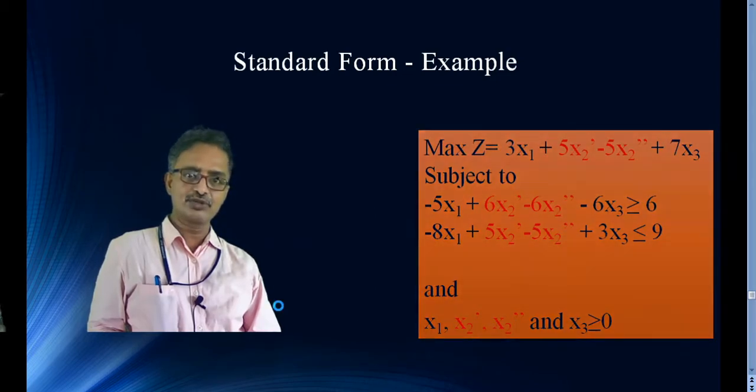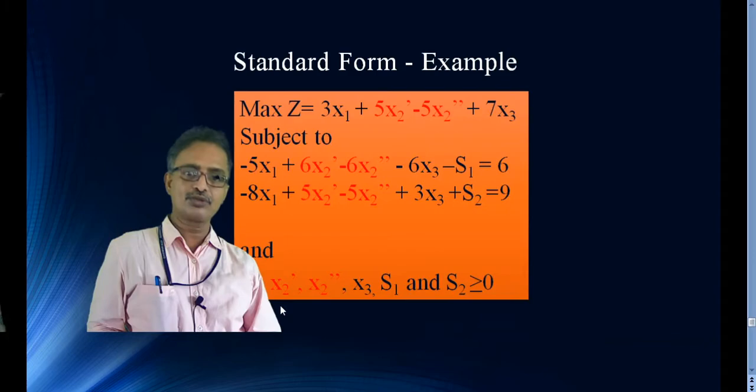Then we need to convert this into equality form. So the surplus variable is subtracted here, the slack variable is added here, so that we now have the variable space x1, x2 dash, x2 double dash, x3, s1 and s2 greater than or equal to 0.